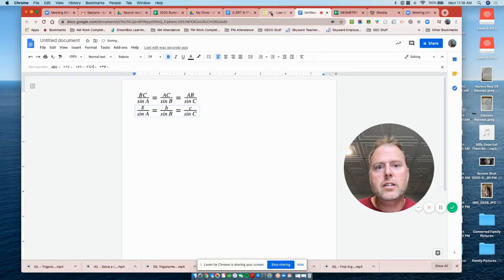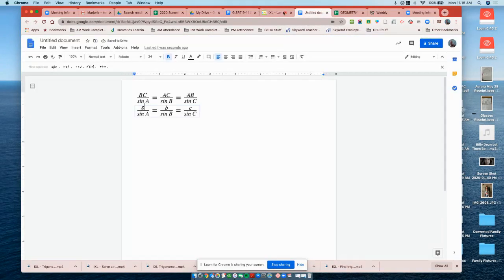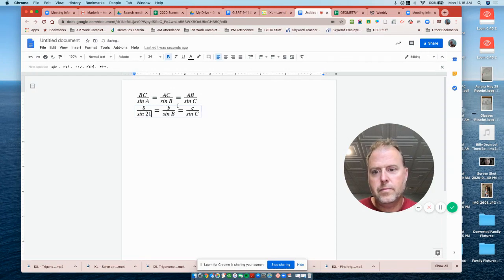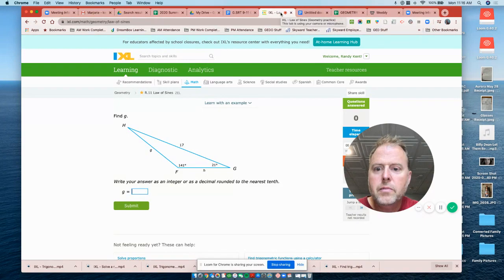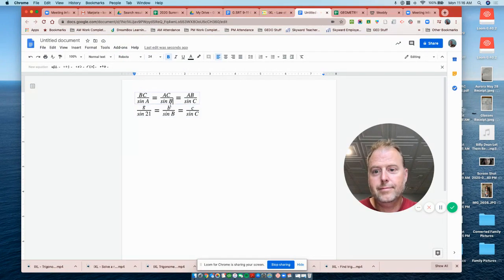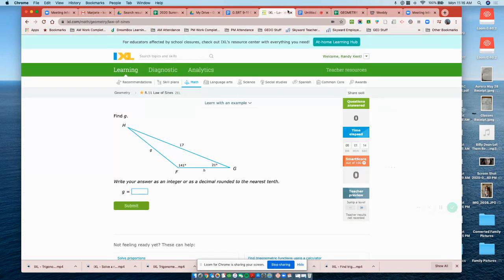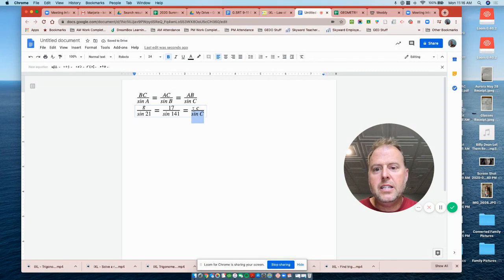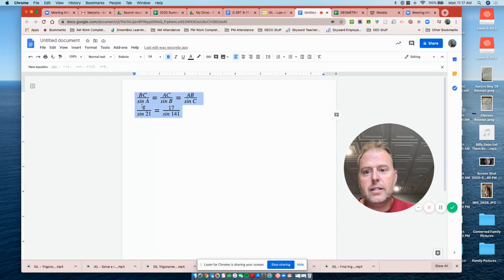So I'm going to change this to G over the sine of 21 is equal to 17 over the sine of 141. We'll check those, 141 and 17. Now we don't really need this third one here. We could do it if we needed to, but we don't need to, so we're going to take that off. Let's plug in what we know. Again, we have G over the sine of 21.